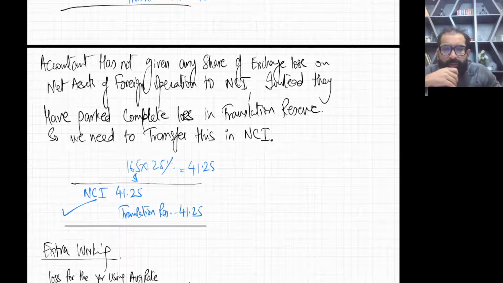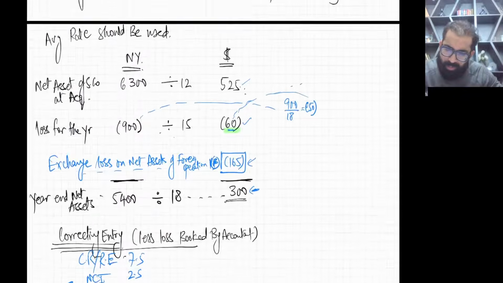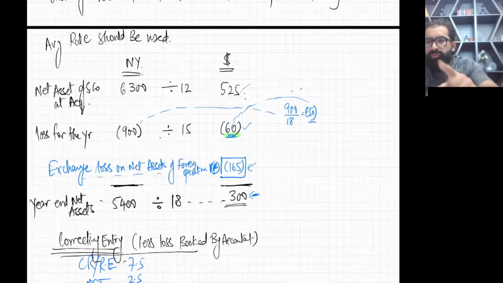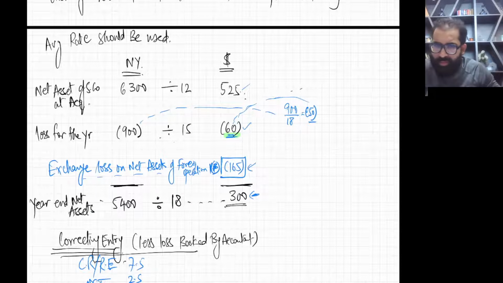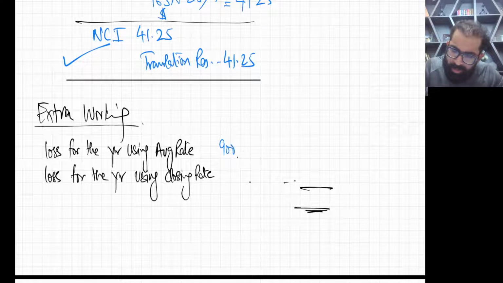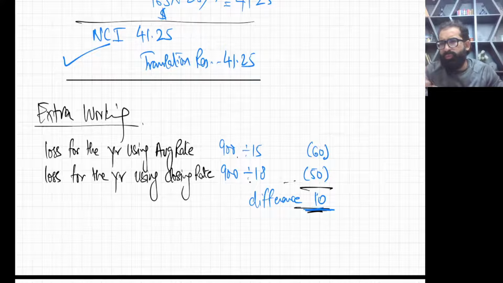Okay, now I can do one extra working for you. They should have booked this loss of 60, but they booked a loss of 50. I can formally solve this for you if you want. Listen: loss for the year using average rate is 900 divided by 15, which is 60, and loss for the year using closing rate is 900 divided by 18, which is 50. So the difference is 10. You can solve it formally as well.